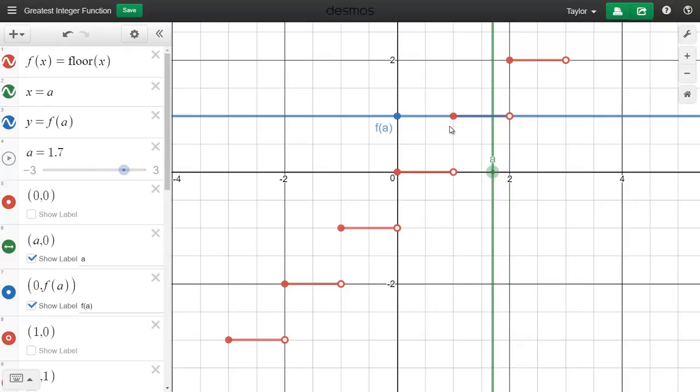And that's going to happen actually at every integer x value. That's going to happen at 0, that's going to happen at 1, at 2, at 3, at 4, at -1, at -2, at -3, and so forth and so on. That same scenario is going to play out at each integer x value.